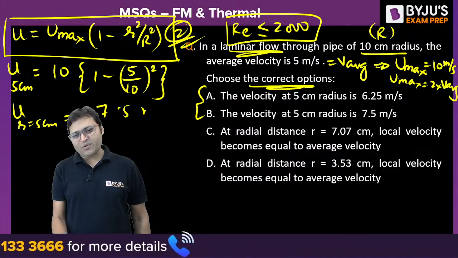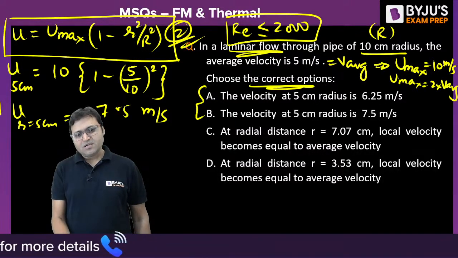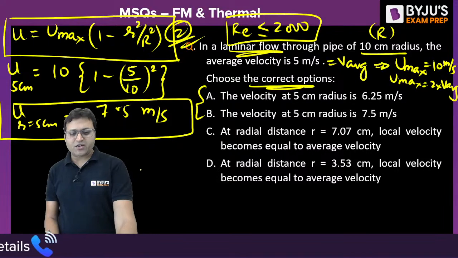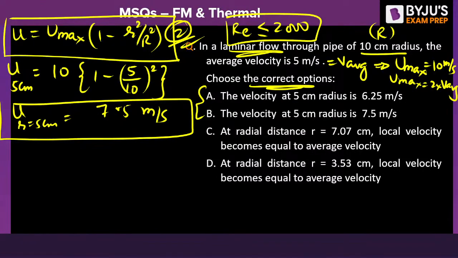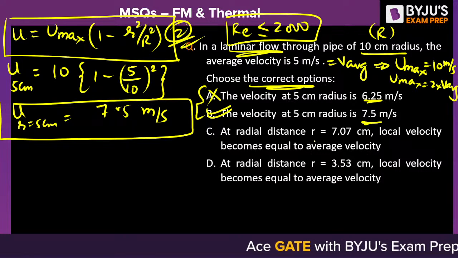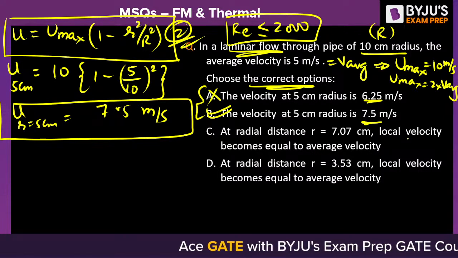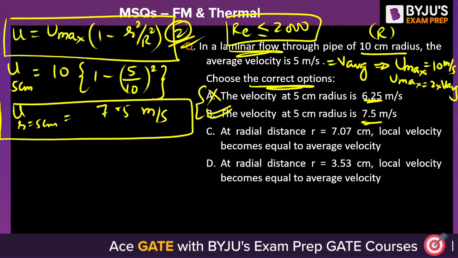Isn't it 7.5 meter per second? The velocity at a radial location of 5 meter will be 7.5 meter per second. B is the correct answer. A is incorrect. B is correct.